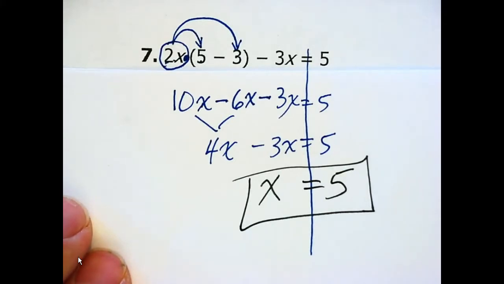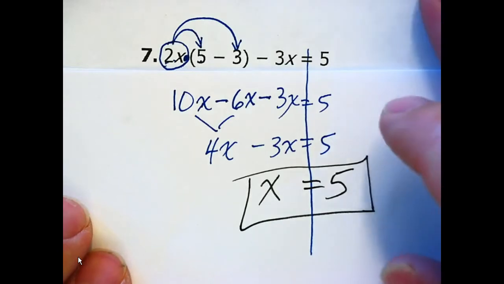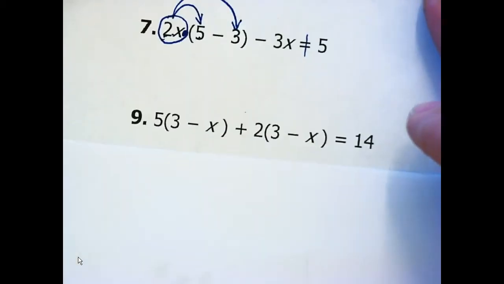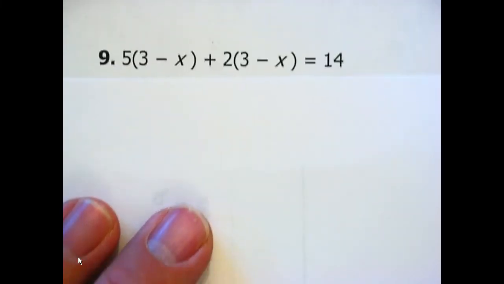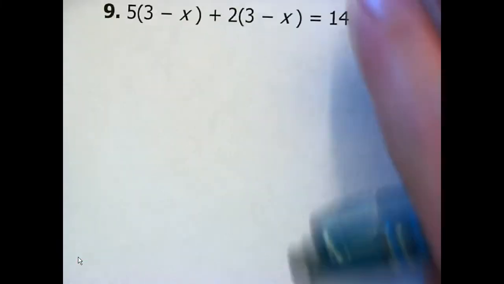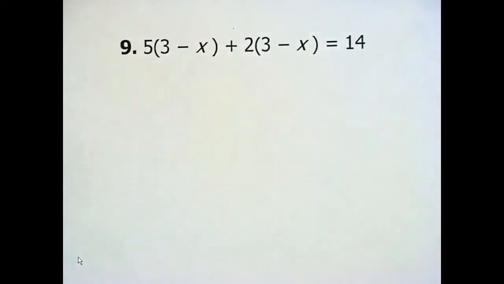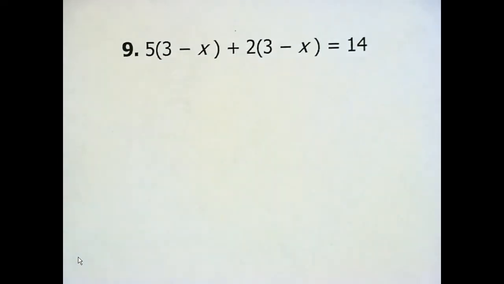All right. Any questions? All right, here's our big test. Number 9. Give it a go. You can work with a groupie. That means person next to you.